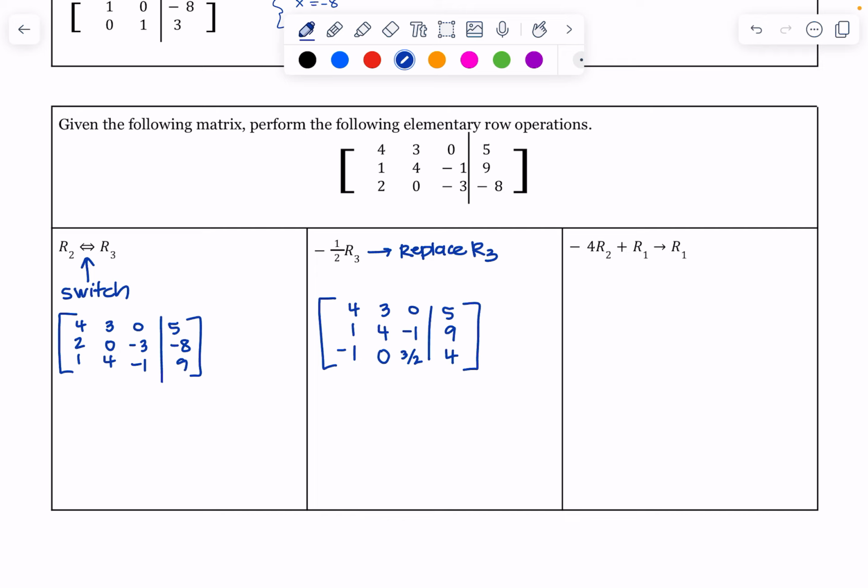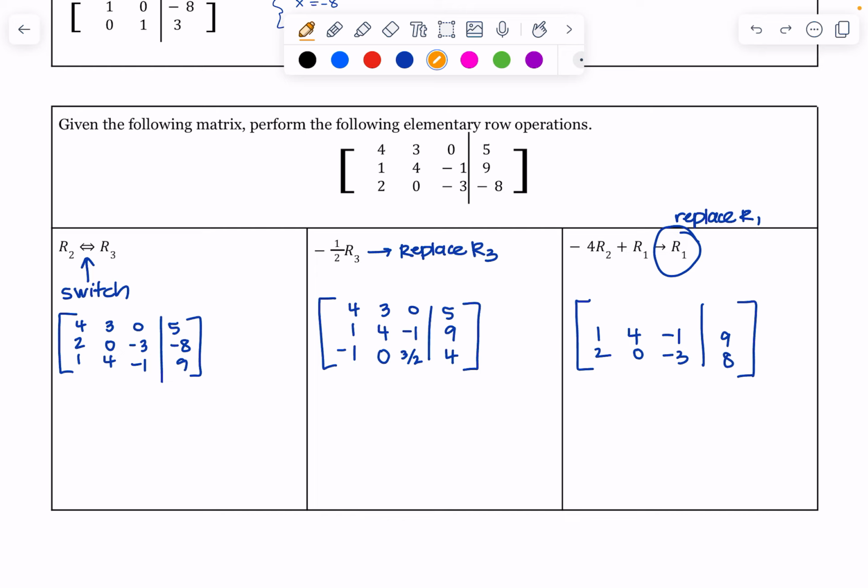Okay, for this last one, we're going to do 4 times R2, add it to R1, and then replace R1. So that's kind of a lot there. We are replacing R1. So R2 and R3 are staying the same, so I'm going to rewrite them. 1, 2, 4, 0, -1, -3, 9, 8. So this right here means replace R1, and we're replacing it with this right here. So it says -4 R2 plus R1.